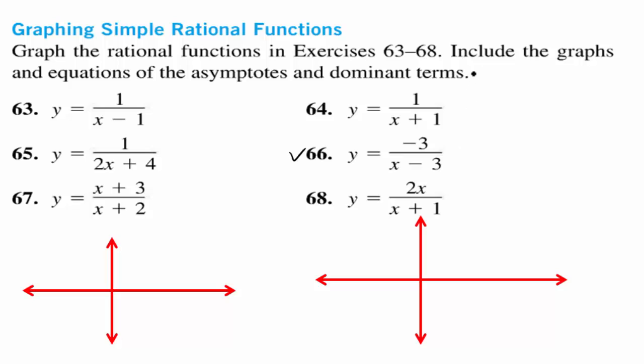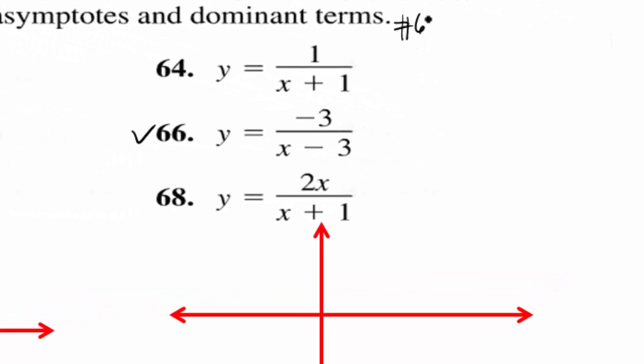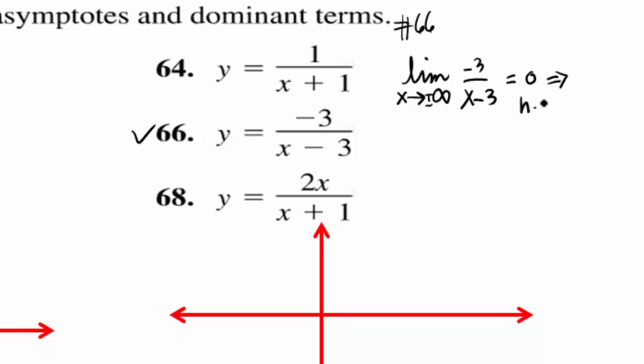First of all, in number 66, we want to look at the limit of -3 over x minus 3 as x approaches plus or minus infinity. And this is a case of a reciprocal, a 1 over x type of expression, so the whole thing will approach 0. Now what does this imply? That means it's got a horizontal asymptote at y equal to 0.